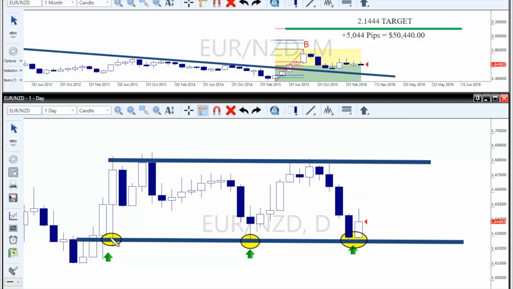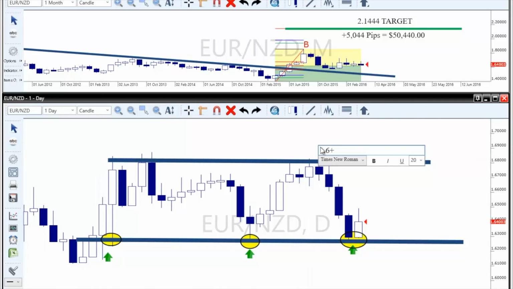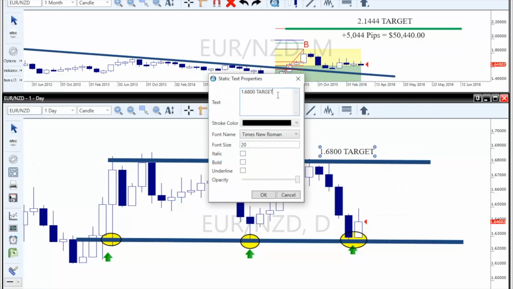Because if I would have bought low to resistance, I could have made 545 pips there, 545 pips there, and I'm going to look to limit out at price point 1.6800. 1.6800 is going to be my target. Now, that's going to be a future high price.